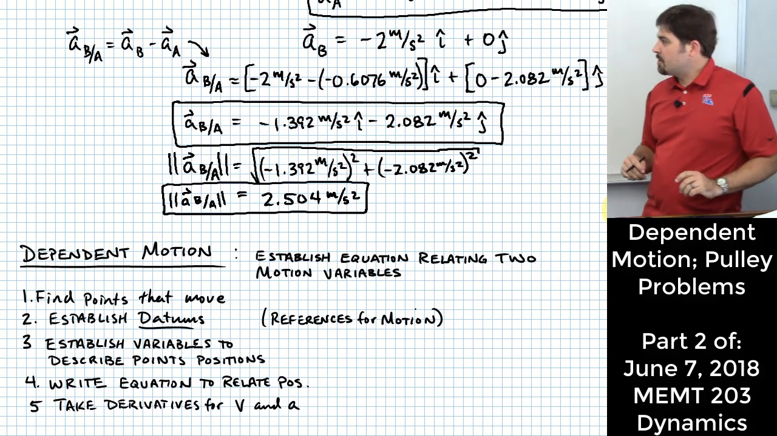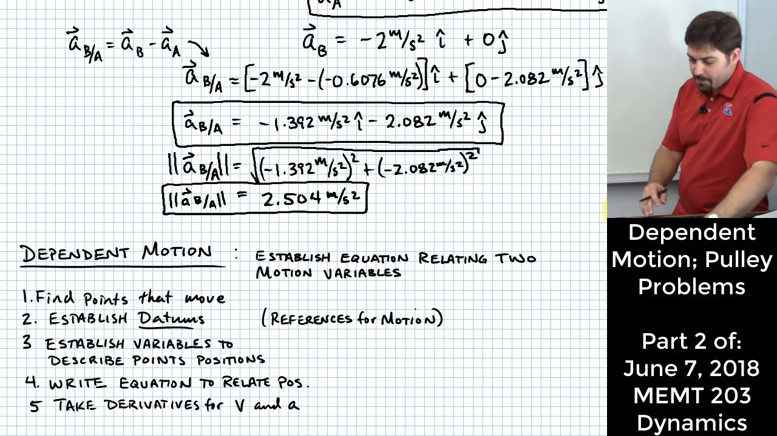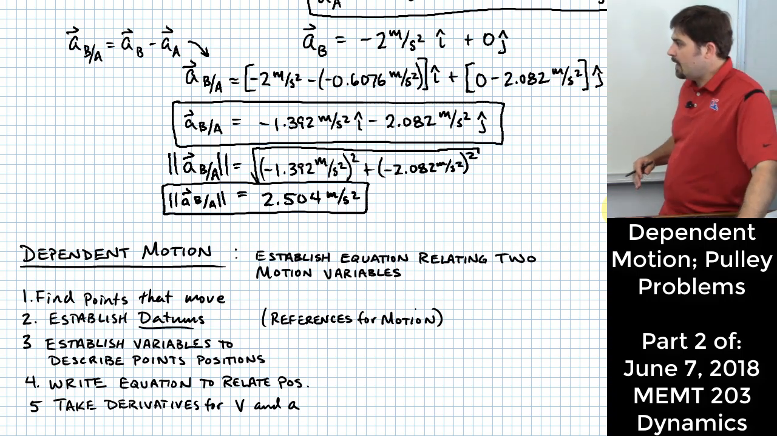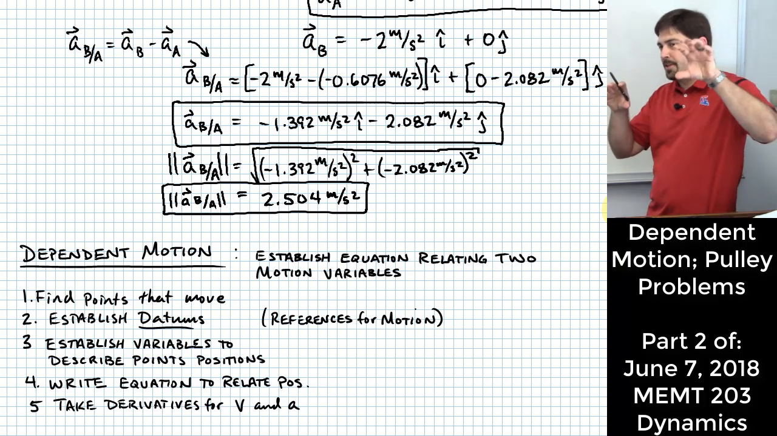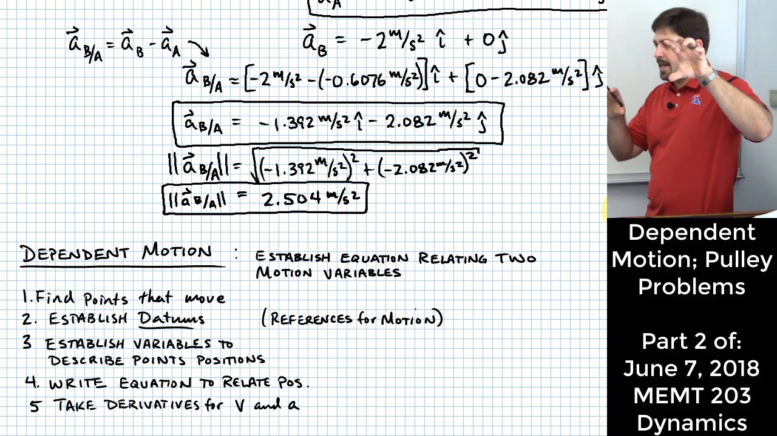Okay, we're going to go into another item that we wanted to cover today, and it is this idea of dependent motion. Sometimes you have bodies that move at the same time. They might be linked mechanically in some way. You have one body that's moving, you have another body that's moving. When they're linked mechanically, you can actually relate the motion of one to the motion of the other.